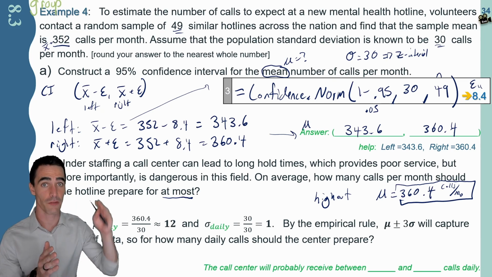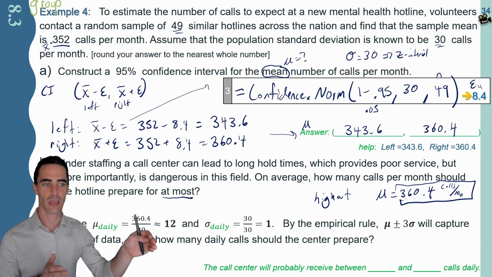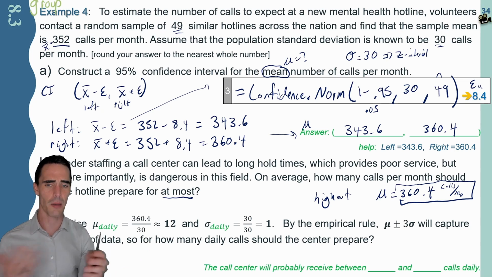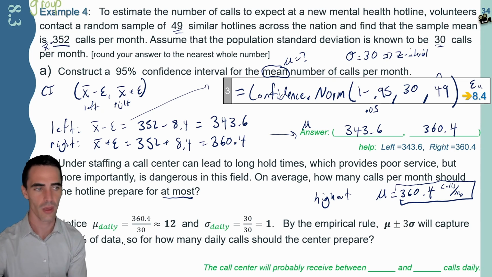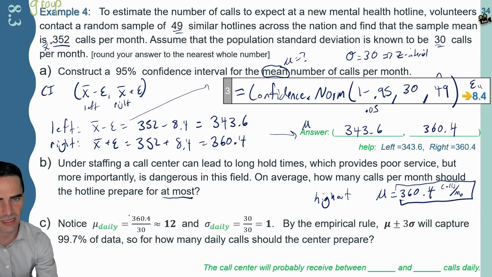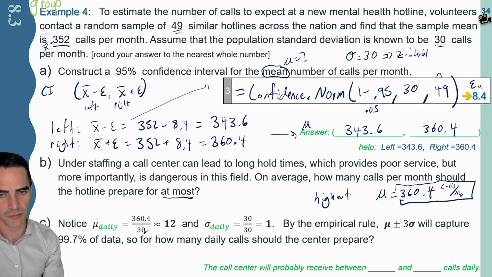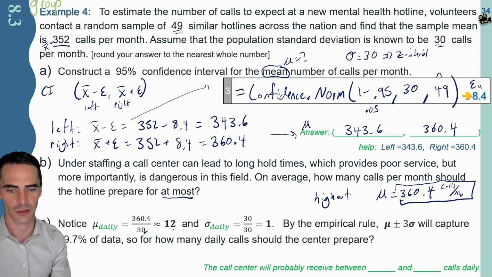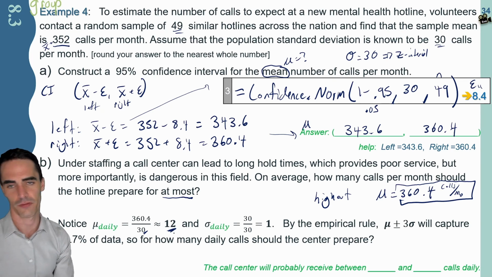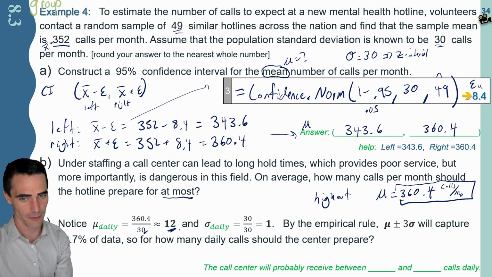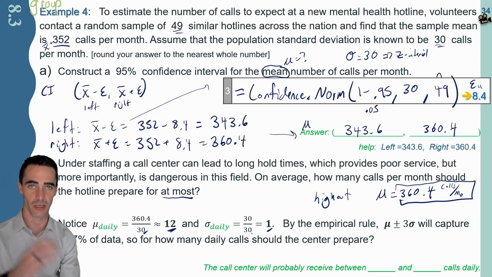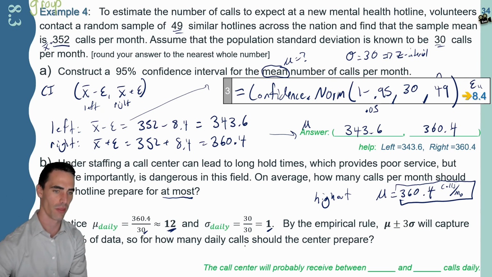But I need to be prepared for the 700 phone calls in a particular month. And so how do we compensate for that? Let me show you. Notice that if we look at this average in a daily sense, that would mean I divide it by 30 days in a month. And so I'd end up with 360.4, the highest average divided by 30, leaves me with roughly 12 calls per day. And a standard deviation of 30 divided by 30 days equals 1. So now I'm looking at daily numbers instead of monthly.